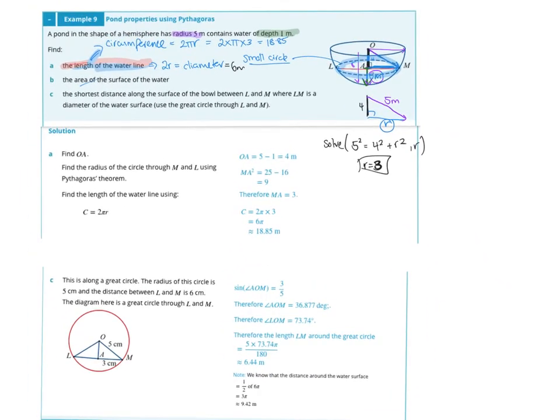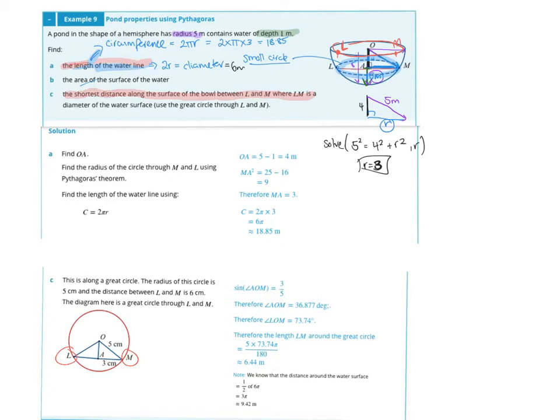Anyway, so then the next question they're asking us, if you have a look there, is the shortest distance along the surface of the bowl between L and M. So what has happened is they've got this smaller circle, and this is where L is, and they've brought that up to the top, and they've said there's L. Okay, so they're saying the shortest, and then you bring up the point on M, and there's M. Okay, so then what they've drawn there is this circle here. So this is L and M on the greater circle.